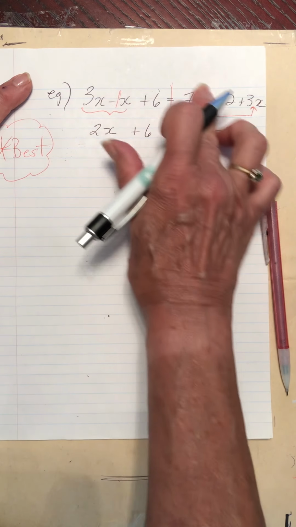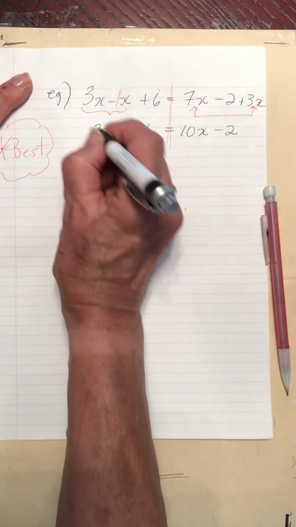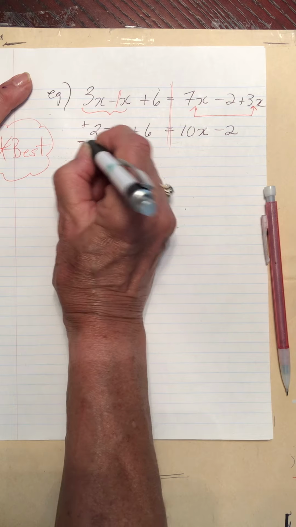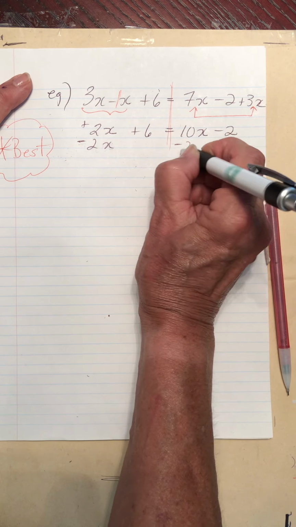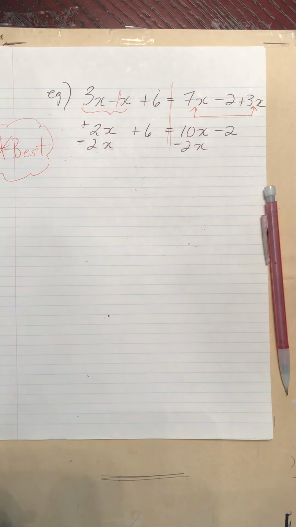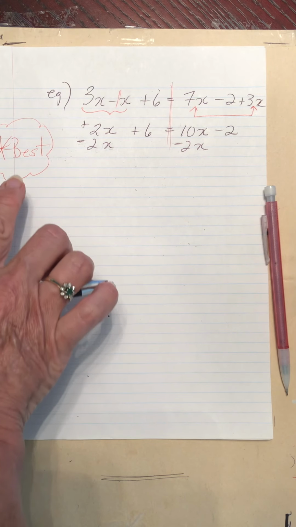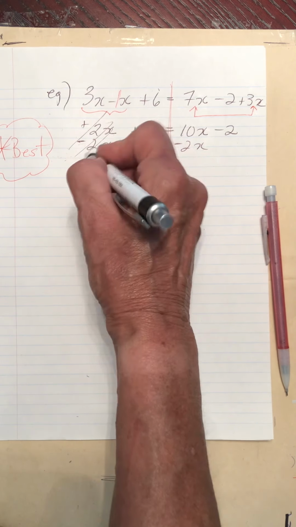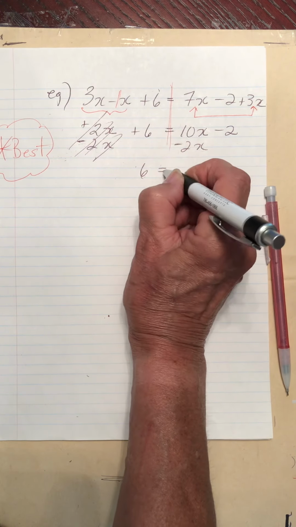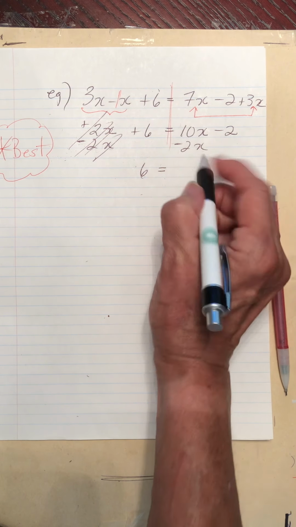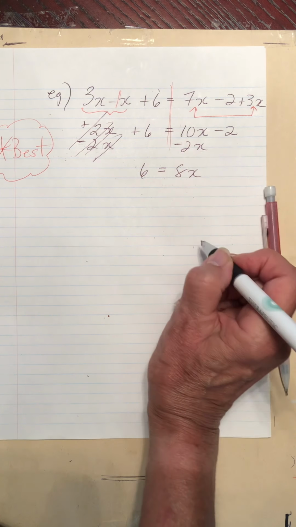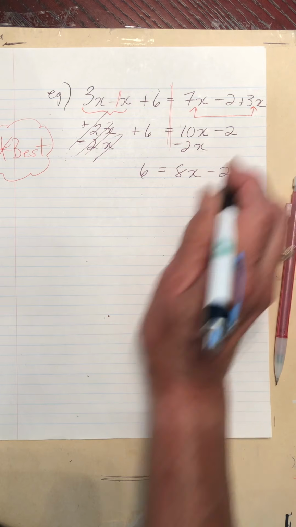Instead, let's try and move all the x's to the right. So to get rid of these positive 2x's, I'll minus 2x there and minus 2x there. And in a second, you will see that was the best choice. These become 0. I now have 6 equals 10x's minus 2x's is 8x's. I still have my minus 2.